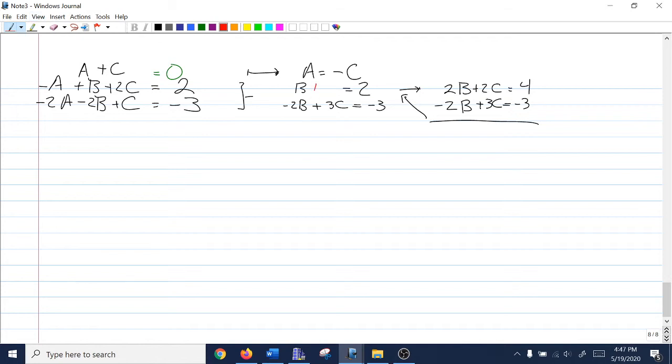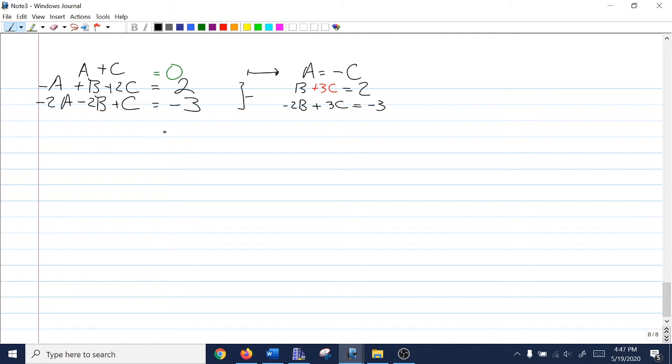So this is plus a 3c here. Let's try and solve this the rest of the way. Let's double check that other step. Negative 2a becomes positive 2c, plus that c makes 3c. Okay.